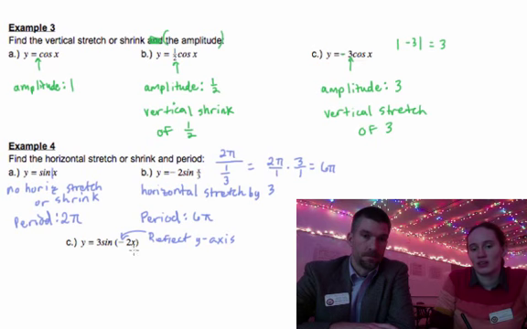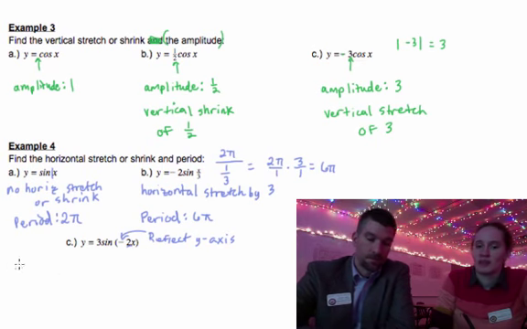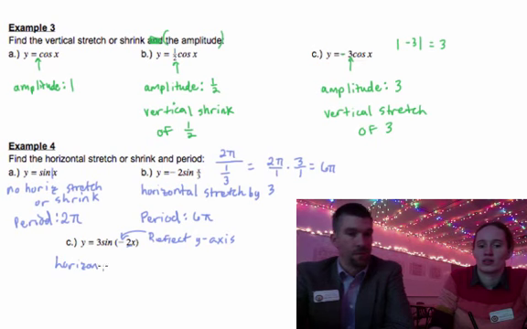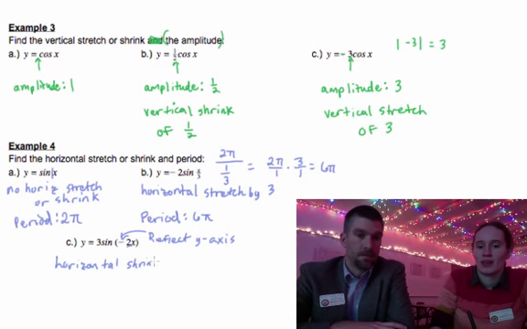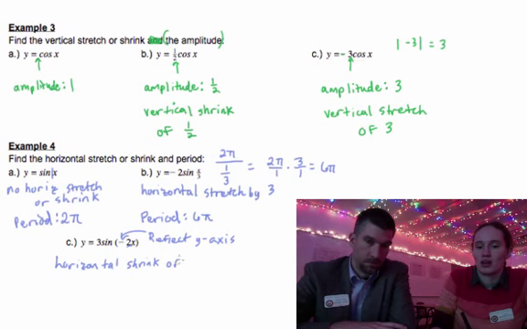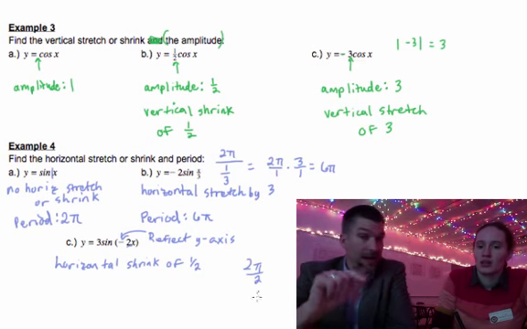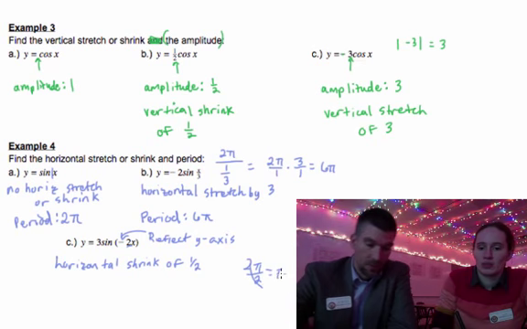What it did ask us though is horizontal shrink or stretch. Since we've got a 2 here, that means we're shrinking by a factor of 1/2 horizontally, because it's the reciprocal of when the number is outside of the function. Horizontal shrink of 1/2. Our period is 2 pi over 2, not -2, just 2, which is pi. So the period of the function is pi.